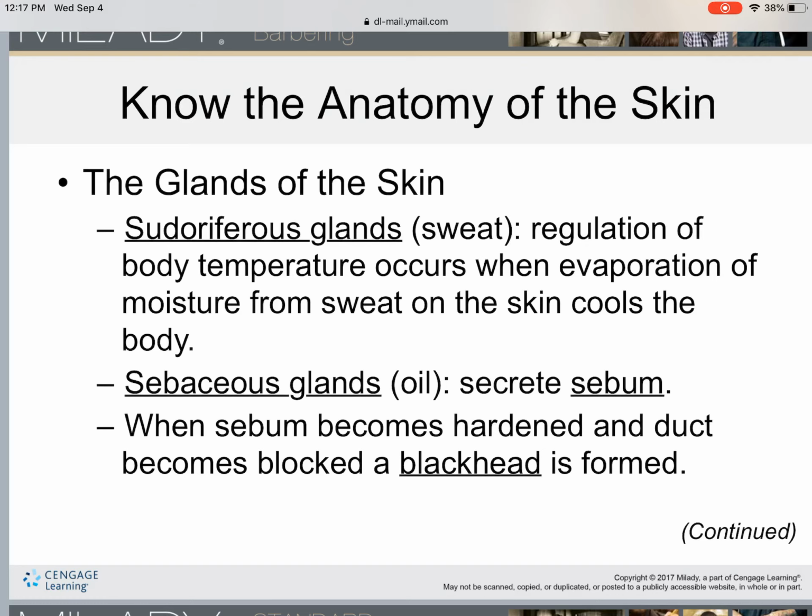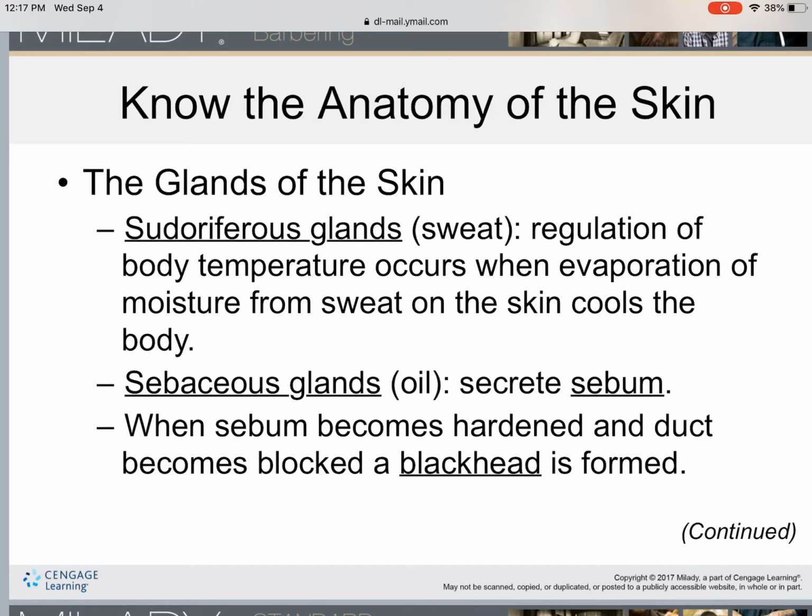All right. Your next one is your sebaceous glands. Sebaceous glands are also called oil glands. They are connected to the hair follicles. These glands consist of little sacs with ducts that help to open into the hair follicle where they secrete sebum. Sebum is related to moisture. This sebum helps to lubricate the skin and preserve softness of the hair.